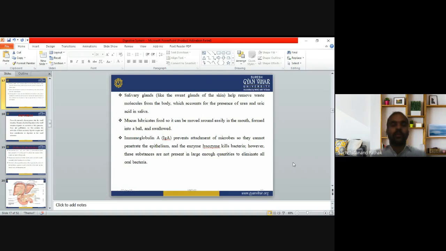There is not so much immunoglobulin or lysozyme present in the secretion that it can remove all the infection and bacteria, but in the primary phase, it will protect us.